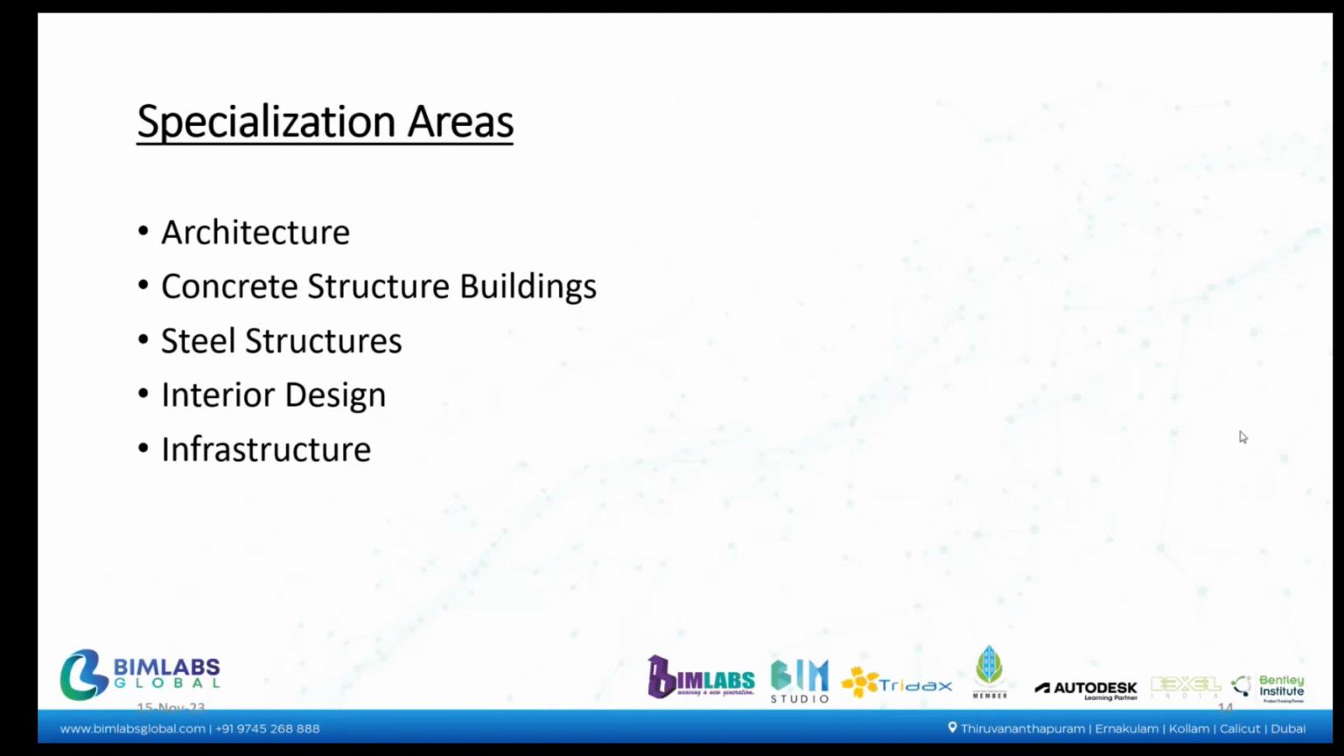Steel structure, we will have Revit structure again, then advanced steel, etc. Interior design, again Revit architecture. Infrastructure will have Civil 3D. So in infrastructure also we have a project and you will be working on that project. So if you want to take two, you have the option to take two specialization areas. And for the first 3 months, there will be training for that core area software as well as that project. In the last 2 months, you will be working fully on the project with the guidance of a faculty.